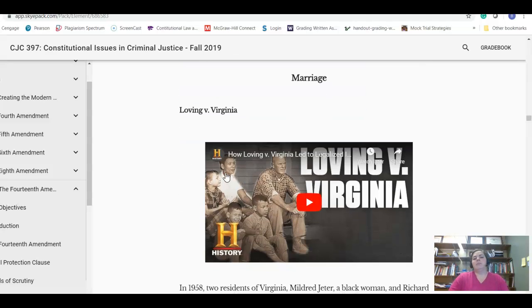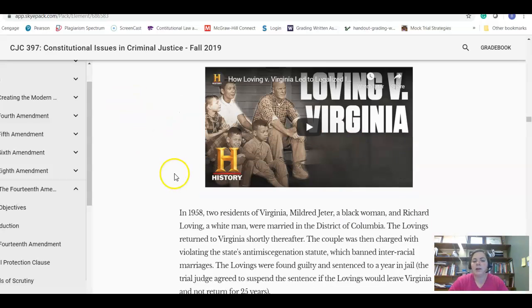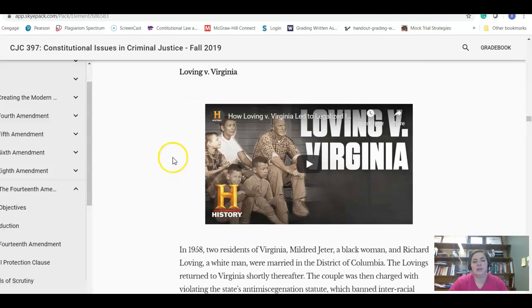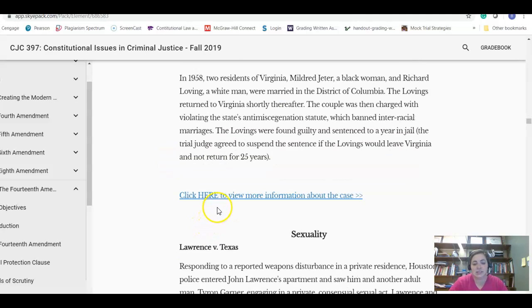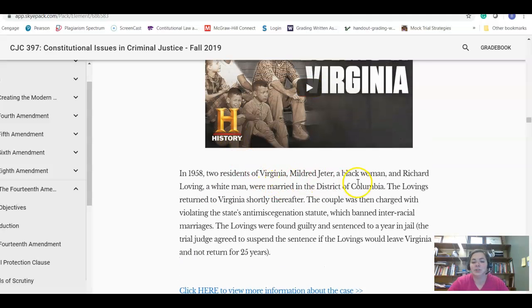So, okay. Next case is Loving versus Virginia. This case is from the early 1960s. We have two residents of Virginia, Mildred Jeter and her husband Richard Loving. Mildred was a Black American woman. Richard was a white American man. They got married in Washington, D.C., but their marriage was against the law in Virginia at this time.